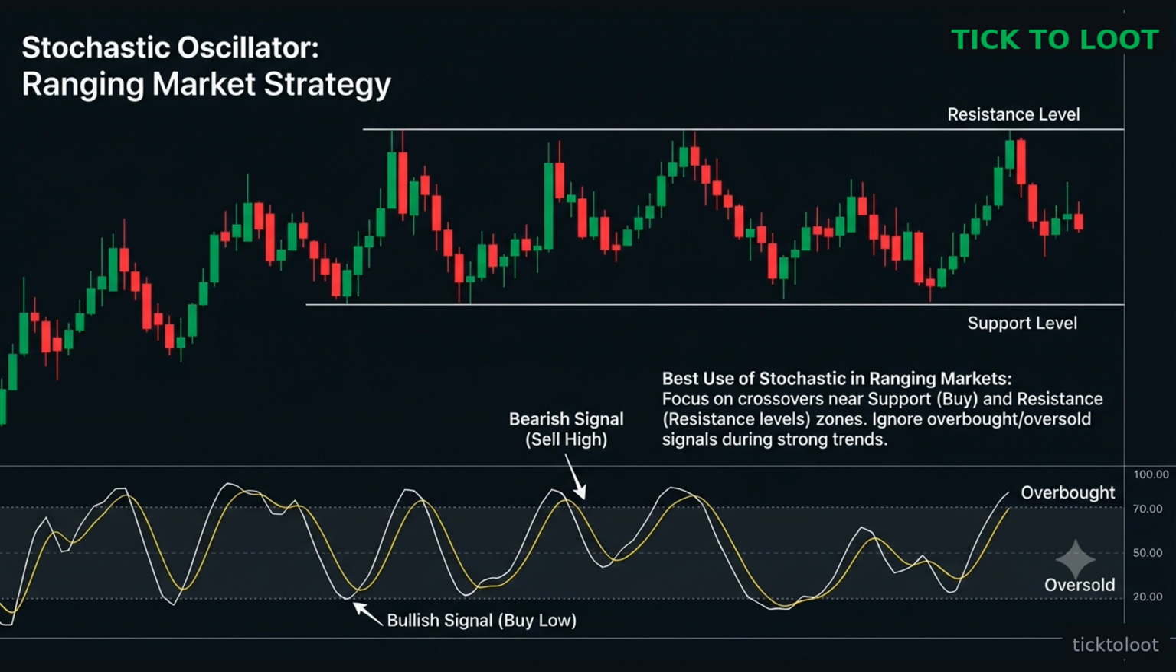So, when is the best time to use the Stochastic Oscillator? The answer is in ranging markets where the price is moving sideways. In these markets, the Stochastic Oscillator can help you identify overbought and oversold zones, which would be great indicators of potential reversals. However, in strong trending markets, the Stochastic Oscillator can be less reliable, as the price can remain overbought or oversold for extended periods.